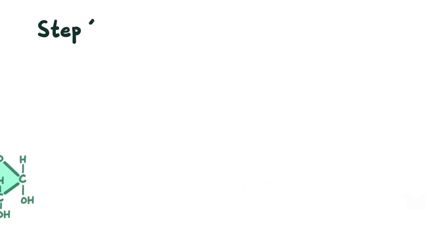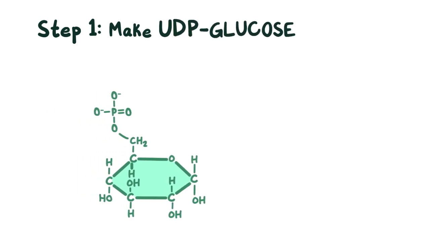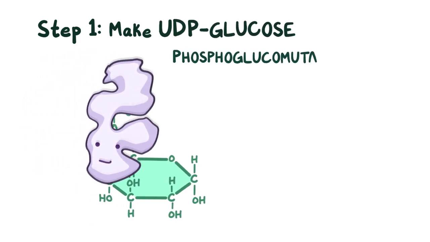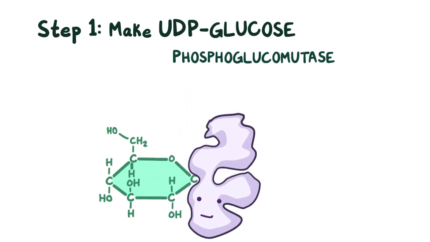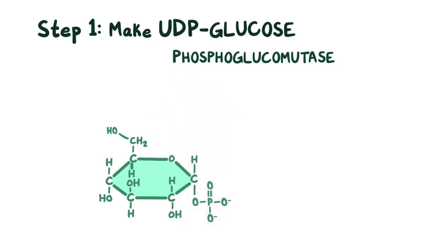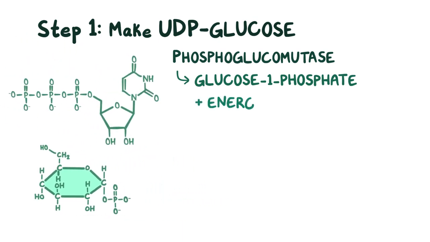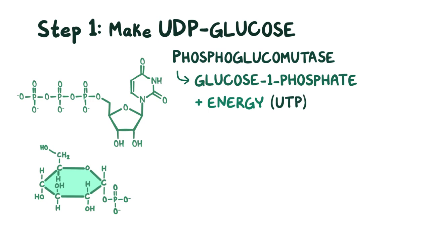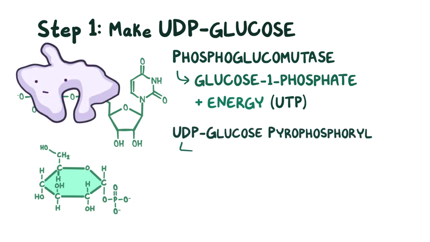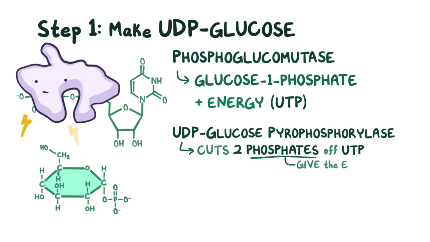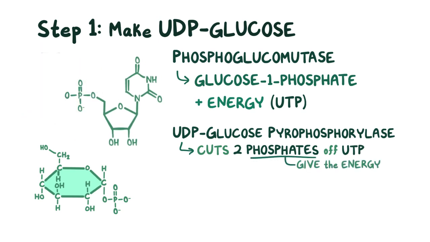So starting with step 1, to make UDP glucose, an enzyme called phosphoglucomutase moves the phosphate from the 6th carbon of glucose 6-phosphate to the 1st carbon, creating glucose 1-phosphate, which uniquely comes in the form of uridine triphosphate, or UTP. In the presence of glucose 1-phosphate and UTP, an enzyme called UDP glucose pyrophosphorylase cuts 2 phosphate molecules off of UTP, which give the energy necessary to complete this reaction.